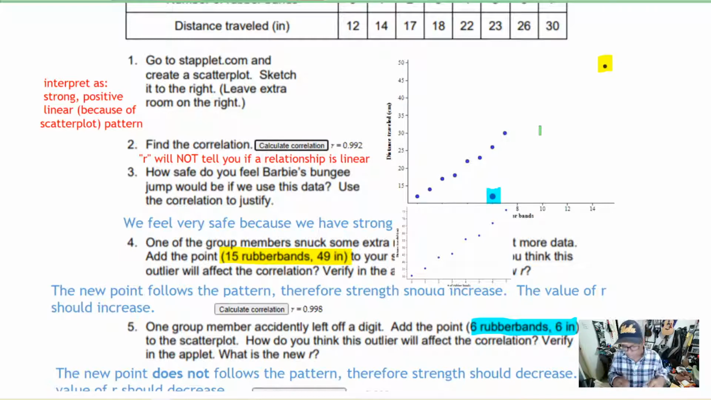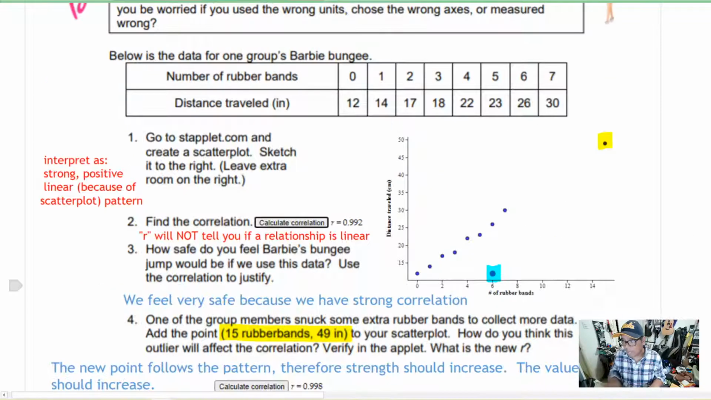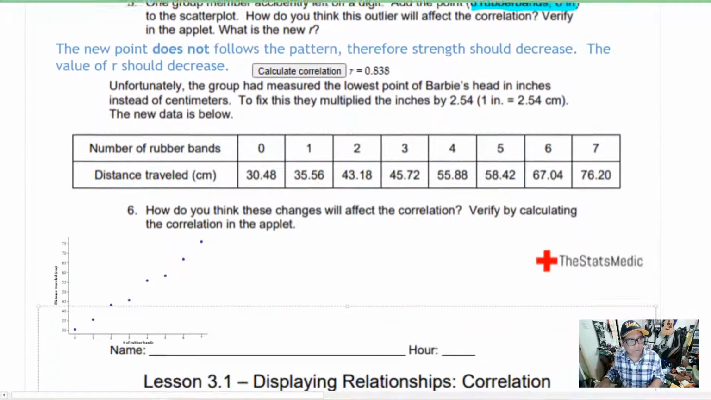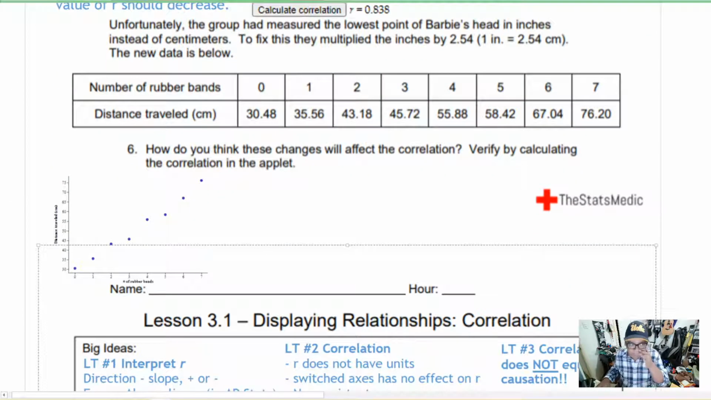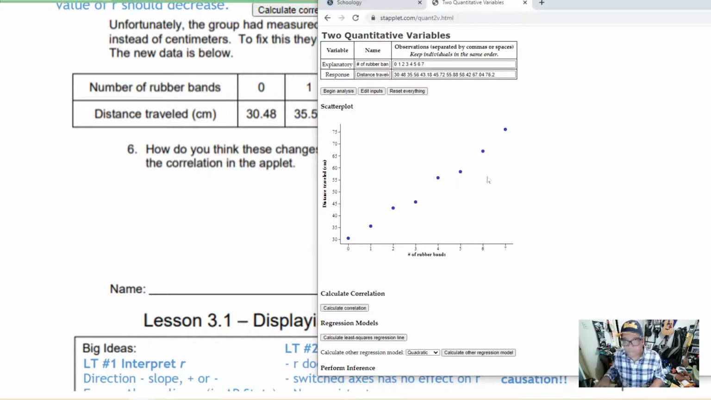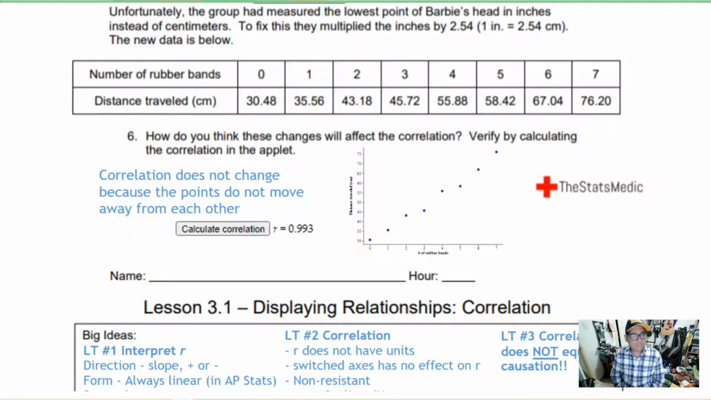and it sure is not going to change the structure in a scatter plot. And if it doesn't change the pattern in the scatter plot, then you might suspect that the correlation is going to remain the same. And in fact, when I calculate correlation, I'm going to get that same original correlation, 0.993. So the correlation does not change because the points do not move away from each other.